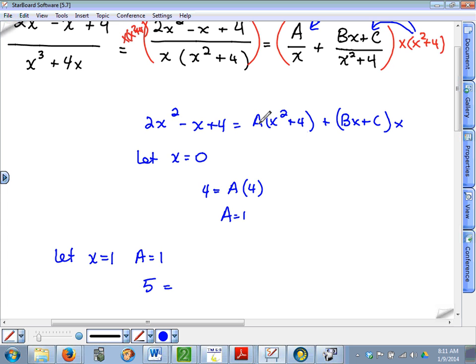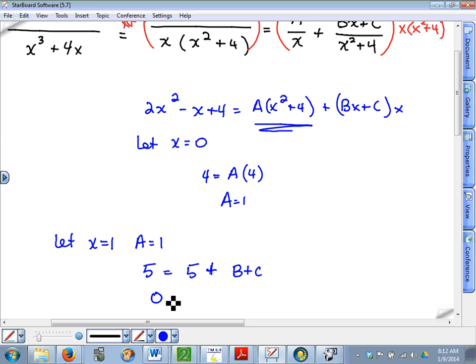And if A is 1, then this is 1. 1 squared is 4. What does this whole thing turn into here? A is 1 and X is 1. This is easy. Come on, you guys. This right here turns into 5, plus B plus C times 1, so I guess we don't really need the parentheses. So B plus C equals 0.